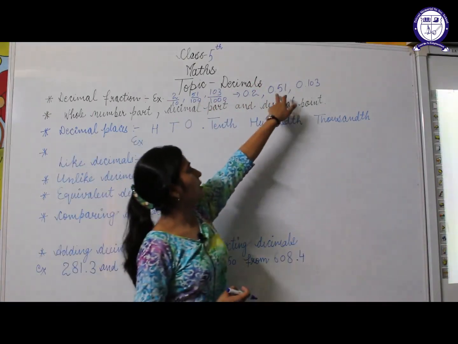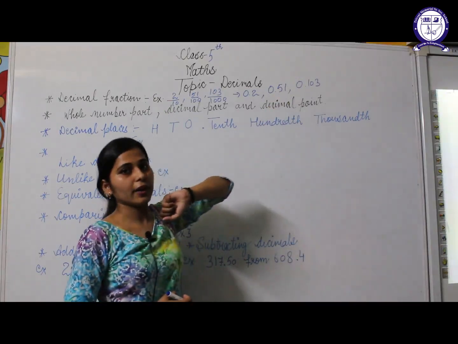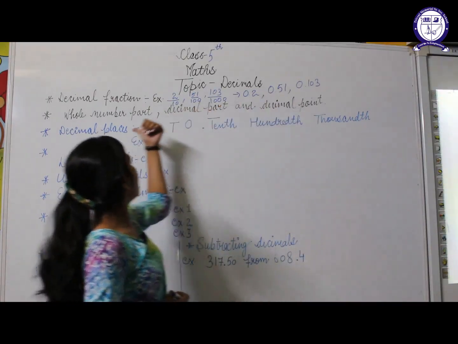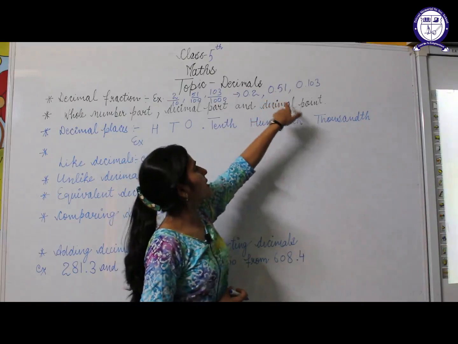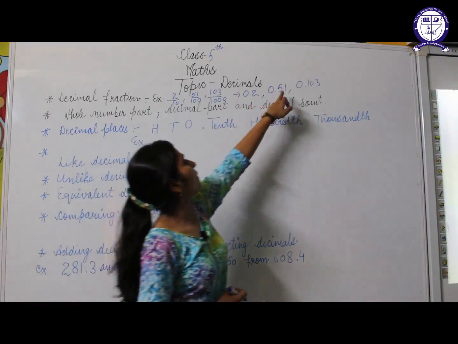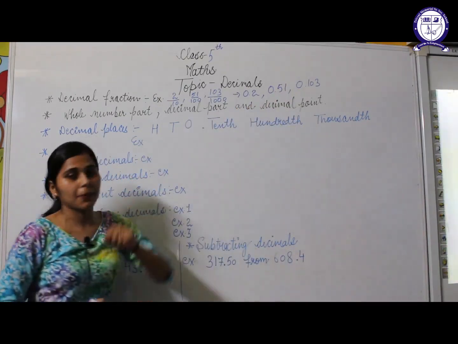So in the above example we have 0.51. So 0 is the whole part, students. This point is the decimal point and 51 is the decimal part, students.